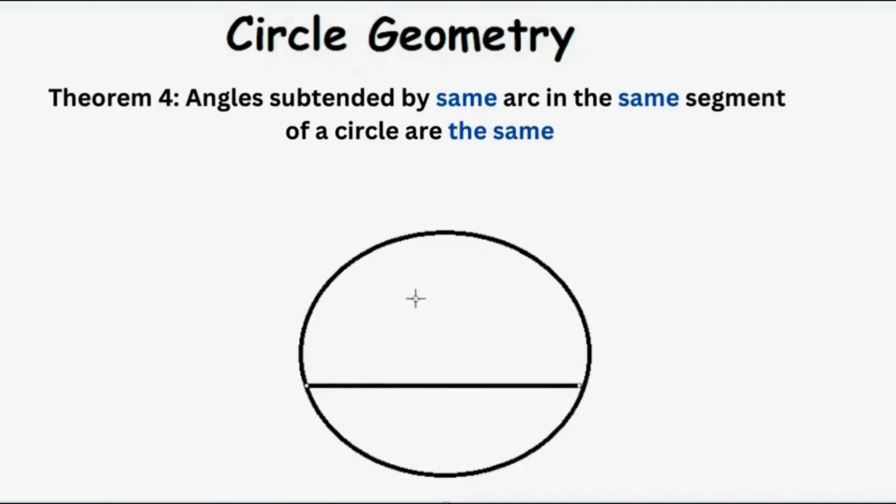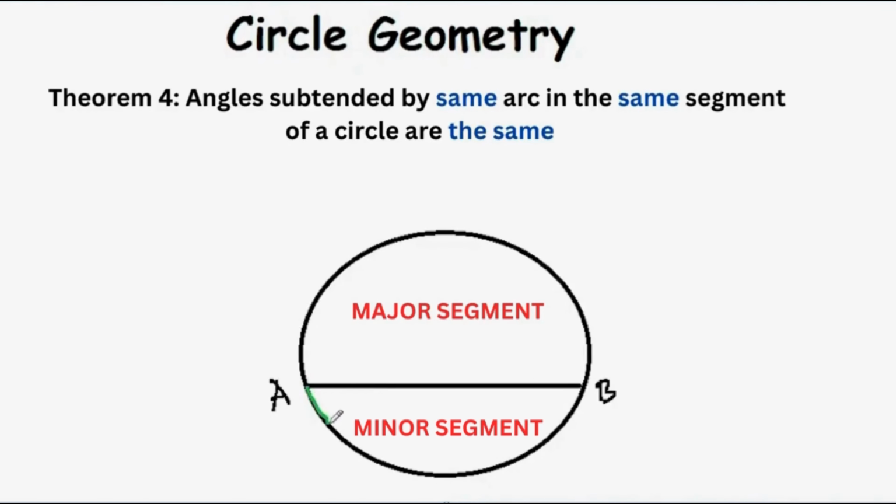So here's our chord. The upper region here is the major segment, and the lower region here is the minor segment. Let's indicate this point as A, and this as B. So we have arc AB. Let's draw a curve, follow my green ink. My green ink is showing arc AB. Arc AB is said to subtend an angle.